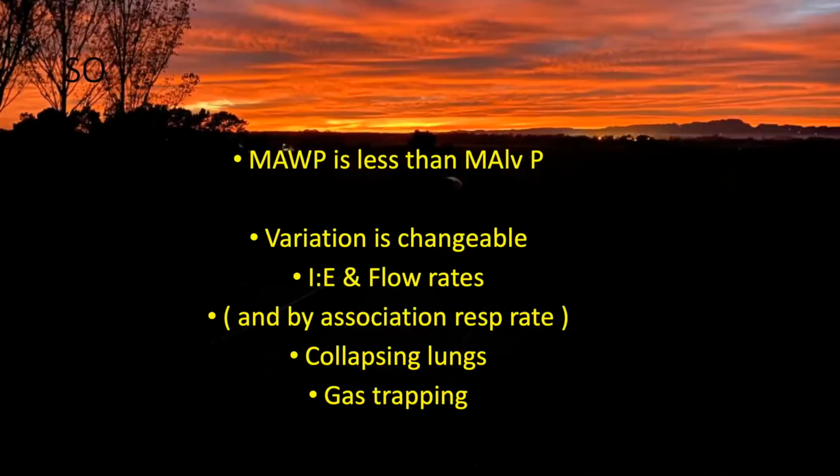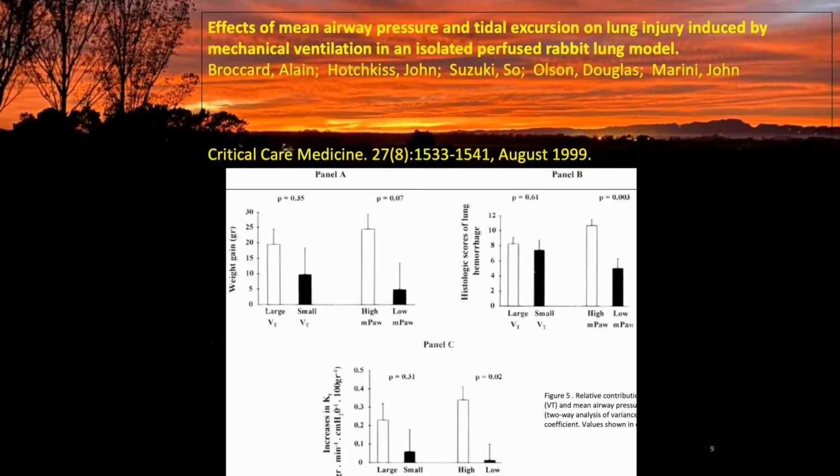So, in summary, what I found was the mean airway pressure is less than the mean alveolar pressure. The variation is changeable, and the things that could change it are the relationship between the mean airway pressure and the mean alveolar pressure, the IE ratio and the flow rates, and by association, an increasing respiratory rate would change that relationship, and in particular, collapsing lung and gas trapping, all the things that we have in patients with ARDS. Now, that's about why I can't measure it.